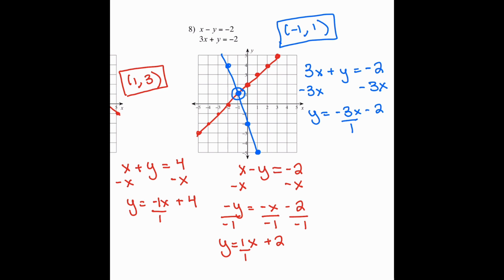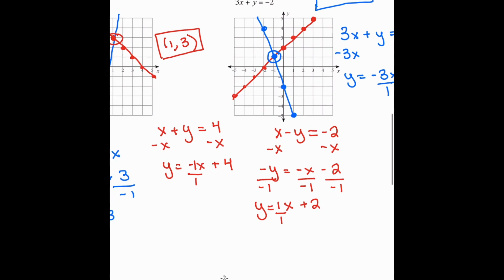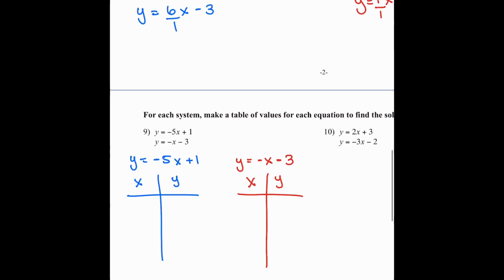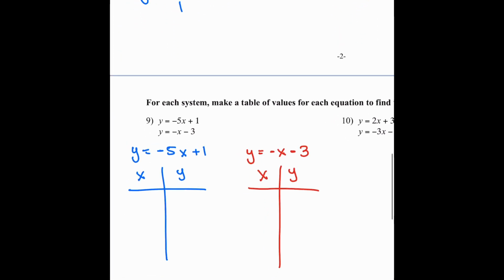So graphing the two equations and finding the point of intersection was the first method we talked about for solving systems of linear equations. The next method we talked about was using tables. So in number 9, I need to make a table for each equation. And I know it's tricky when the x values aren't given to you. I would recommend starting with -2, -1, 0, 1, and 2, so that you get a nice even spread of the negative x values and the positive x values.